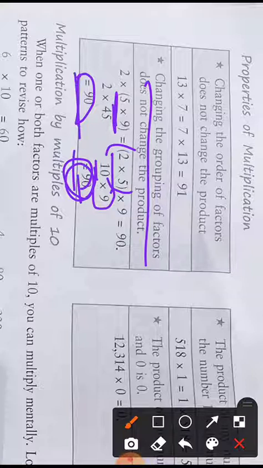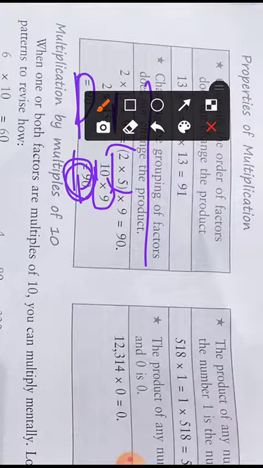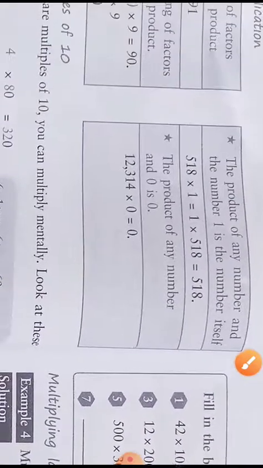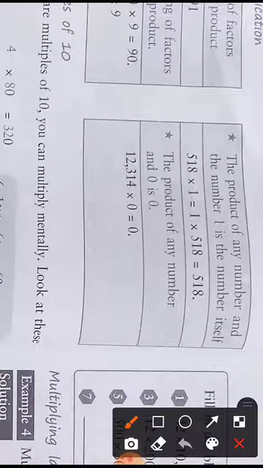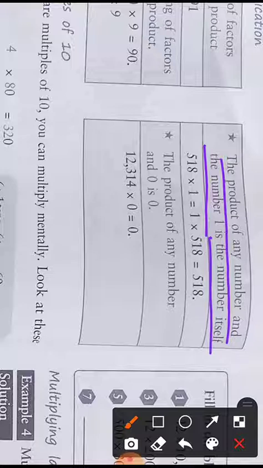Now let us see property number 3. The product of any number and the number 1 is the number itself. That means if you multiply 518 by 1, your answer is going to be 518 only. Even if you change their order, it will also not affect the product.